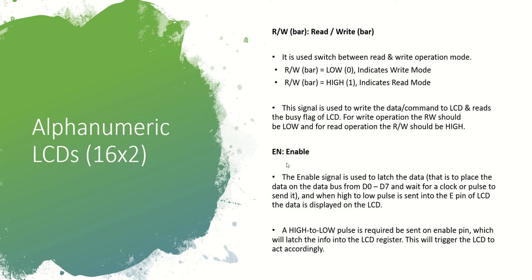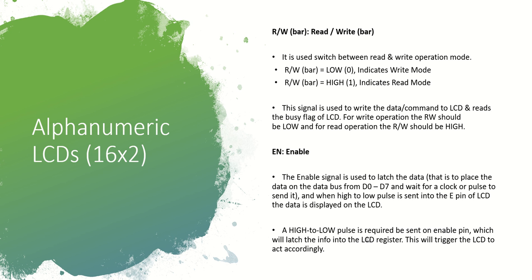The same thing goes for enable. Now we have one more signal, which is enable. The enable signal is used to latch the data, that is, to place the data onto the data bus and wait for a pulse to send it. When a high to low pulse is sent on the enable line, the data will be displayed on the LCD. So basically, whenever a high to low transition happens, the LCD will latch the data.